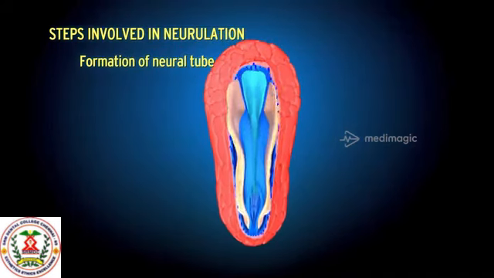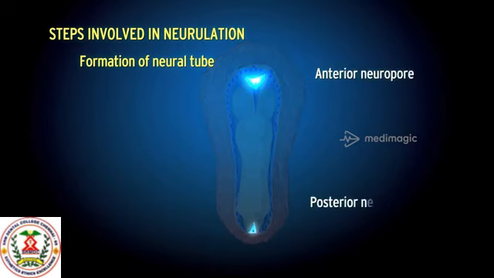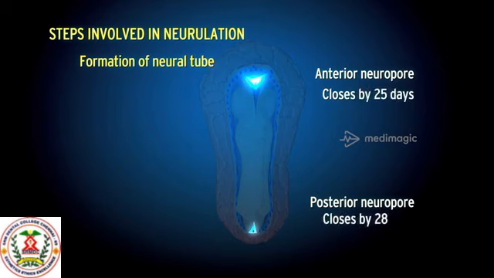Until the fusion is complete, the cranial end and the caudal end of the developing neural tube are open, forming the anterior neuropore and posterior neuropore, which communicate with the amniotic cavity. The anterior neuropore closes approximately by 25 days and the posterior neuropore closes by 28 days.